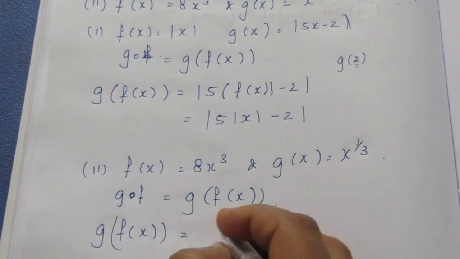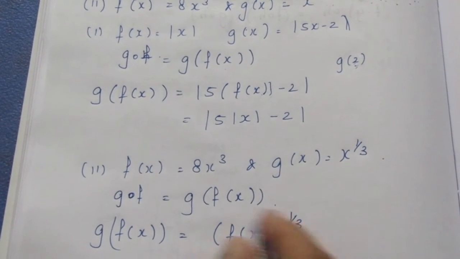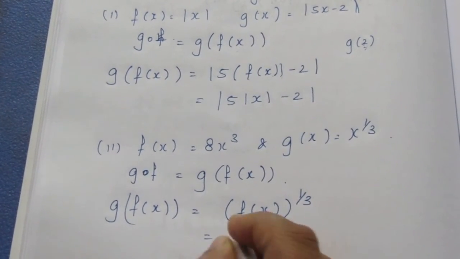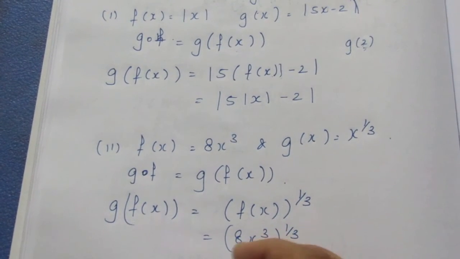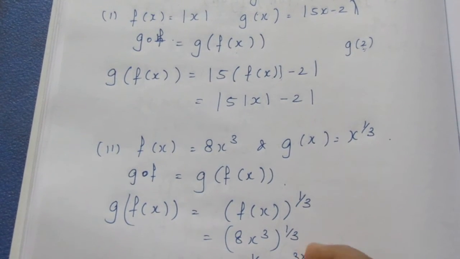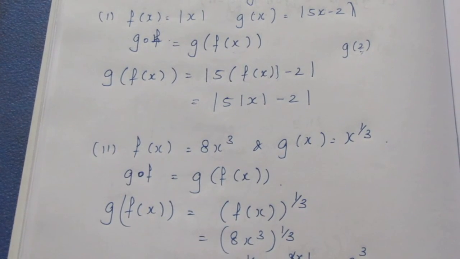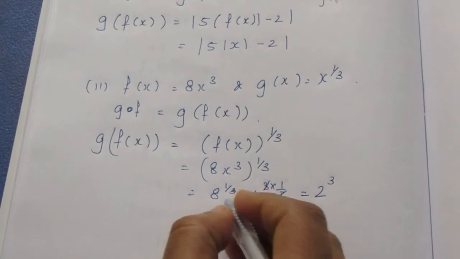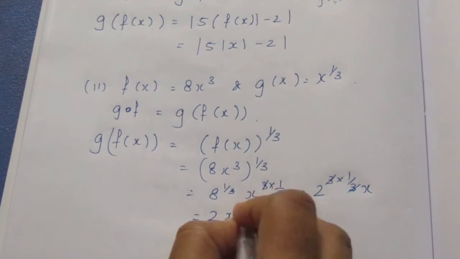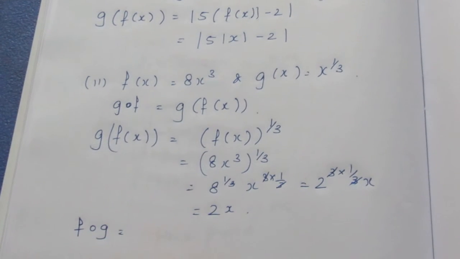So f of x the whole power 1 by 3. We know the value of f of x is 8x cube. So 8x cube the whole power 1 by 3. Substitute the power inside. So it becomes 8 power 1 by 3 into x cube into 1 by 3. Doing prime factorization, we know that 8 is nothing but 2 power 3, into 1 by 3, so this cancels. So it becomes 2x. So we need to find f composite g or f circle g.